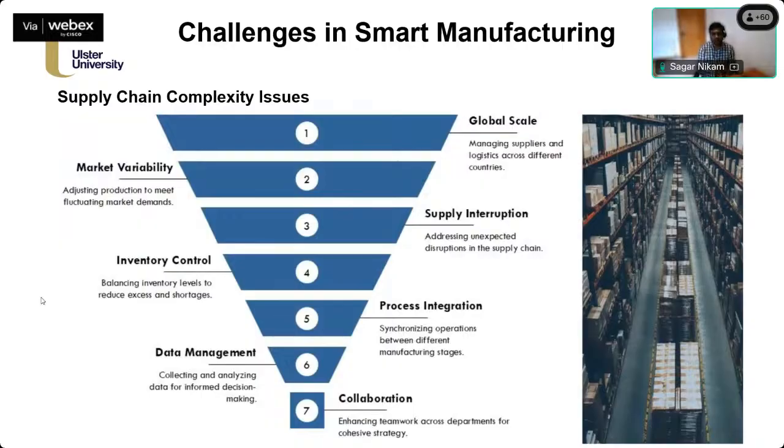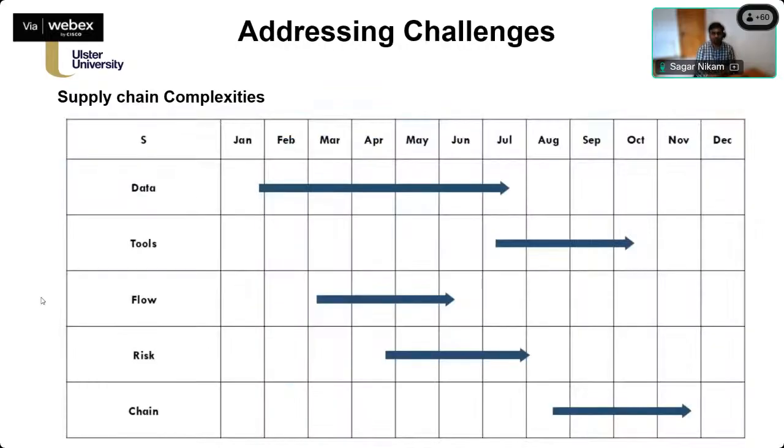Then process integration. We need to integrate every stage of the manufacturing process. Manufacturing process doesn't mean only the machines. It also means the human beings within the different departments, like design, manufacturing, quality, all of this integration. Then data management is going to be a complex issue in the case of supply chain and collaboration. When we talk about supply chain, the first important thing is the data. Initially we need to have the supply chain data so that we can get informed decisions out of it.